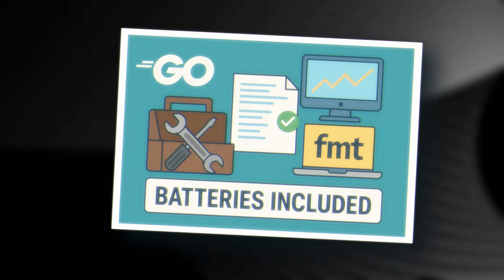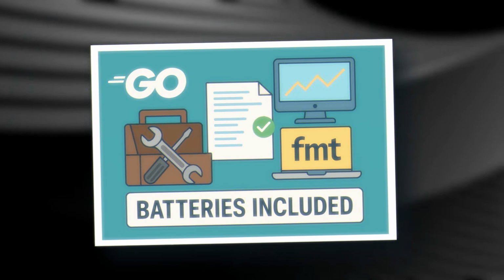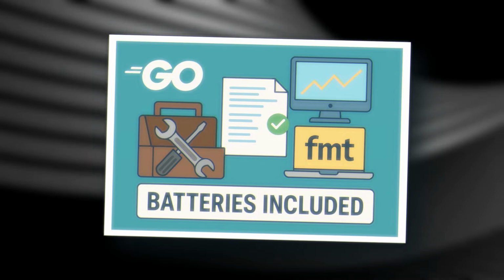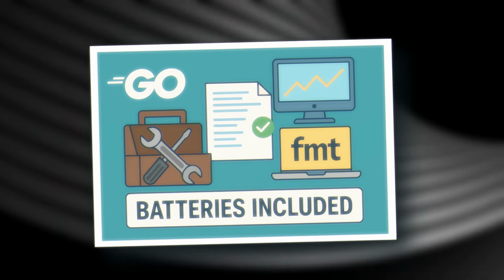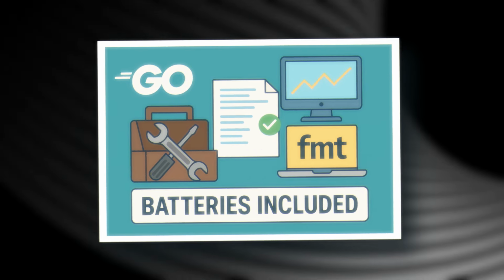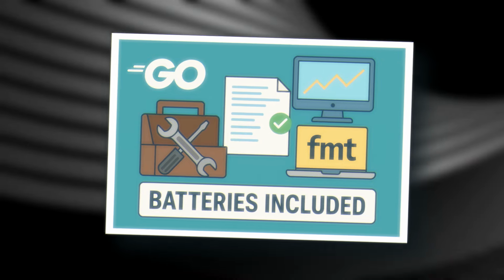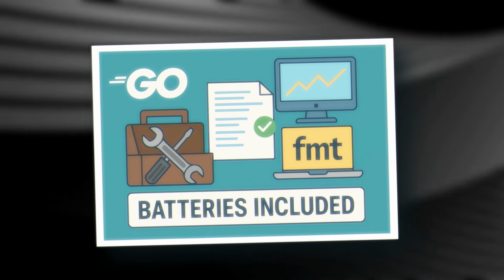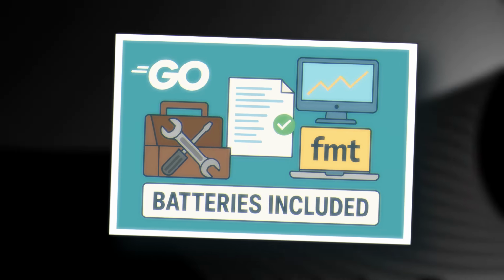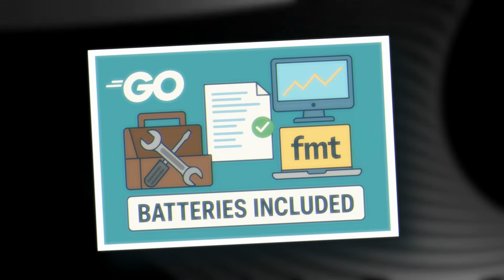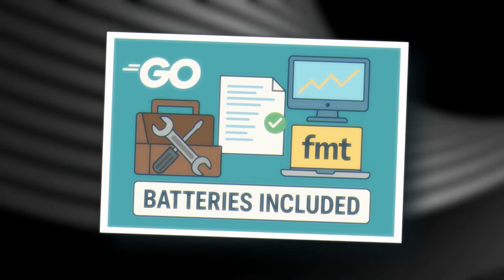Go's tooling philosophy is batteries included. The standard library is so comprehensive that many Go projects require minimal external dependencies. Go FMT automatically formats your code, eliminating style debates before they start. And Go's compilation speed? Blazingly fast.